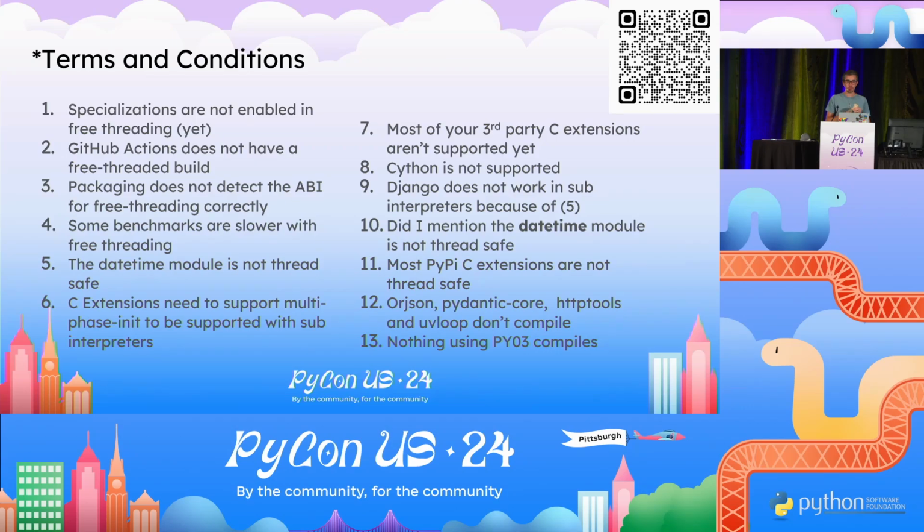Why is the datetime module not thread safe? Like, what's it doing there? Scan the QR code, and then there's a link at the bottom of the gist with all of those bullet points, and there's links to the specific GitHub issues, because I thought I might be asked that question. There's actually 8 separate problems. Yeah. All right, I've got some reading to do.